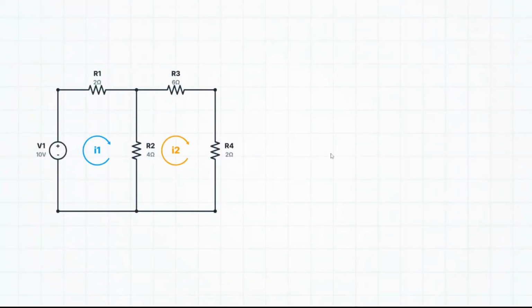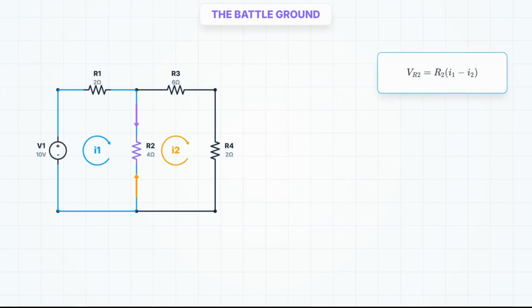Let's look at a simple two-mesh circuit. We have a resistor in the middle shared by mesh 1 and mesh 2. This is the battleground. When we write the KVL equation for mesh 1, we travel clockwise. We hit the middle resistor. Our current I1 is going down through it, but look at mesh 2. Its current I2 is circulating clockwise, which means it is going up through that same resistor. They are fighting. So, the voltage drop in mesh 1 is resistance times I1 minus I2.